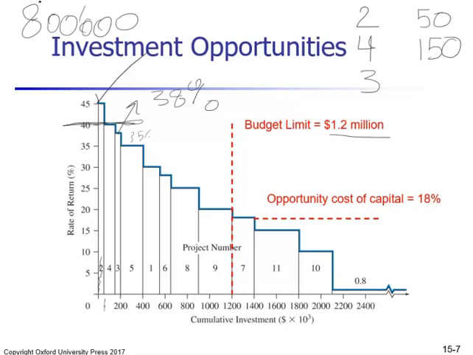until it reaches the capital limit of 1.2 million, and it happens after we invest $300,000 in project 9 with the rate of return of 20%. So when you invest in that, your budget limit is 1.2. So you see in this example, what does capital budgeting mean? Your capital of 1.2, you assigned it to different projects.